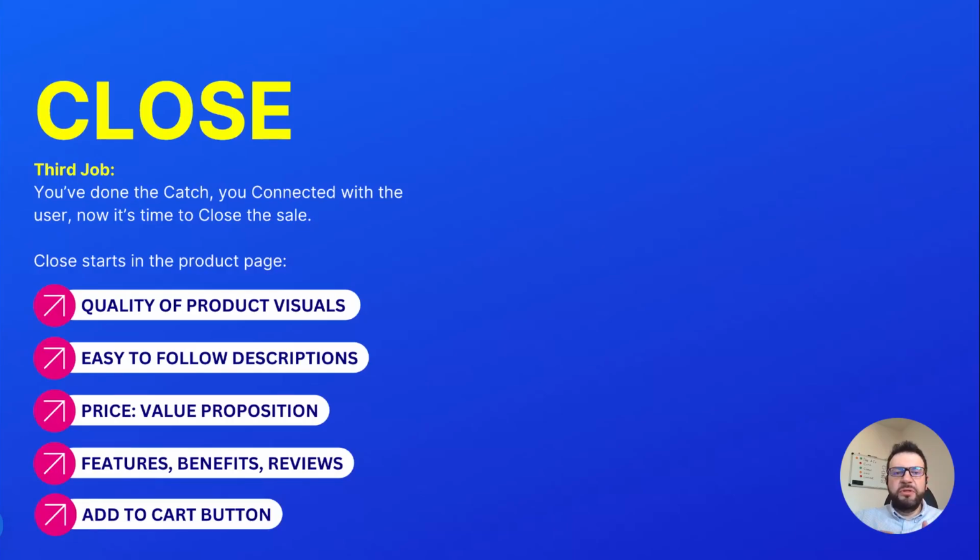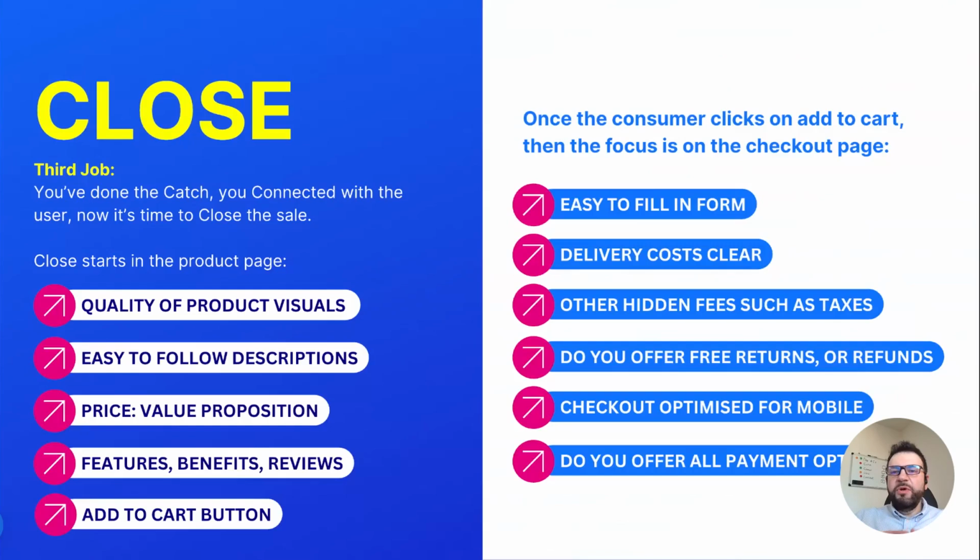This is where the real close happens, once they click on add to cart, which is where a lot of the drop-offs happen. If we move on, what we've got to think of here is that once they click add to cart, they get to the checkout page. Is the form easy to fill in? Are the delivery costs explained clearly? Are there any hidden fees that have been added in? Are you offering free returns, refunds? Is the checkout optimized for mobile as well? Once you're on mobile, is it easy to scroll and not out of proportion? And do you offer all the different payment options?